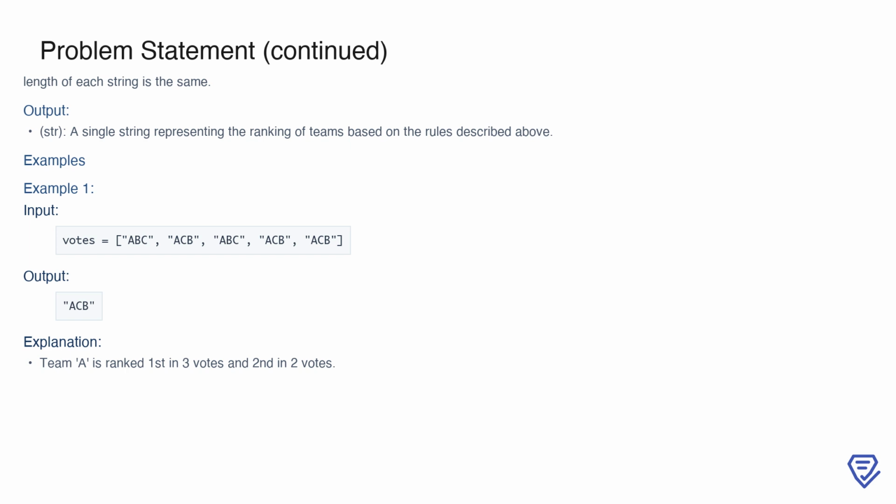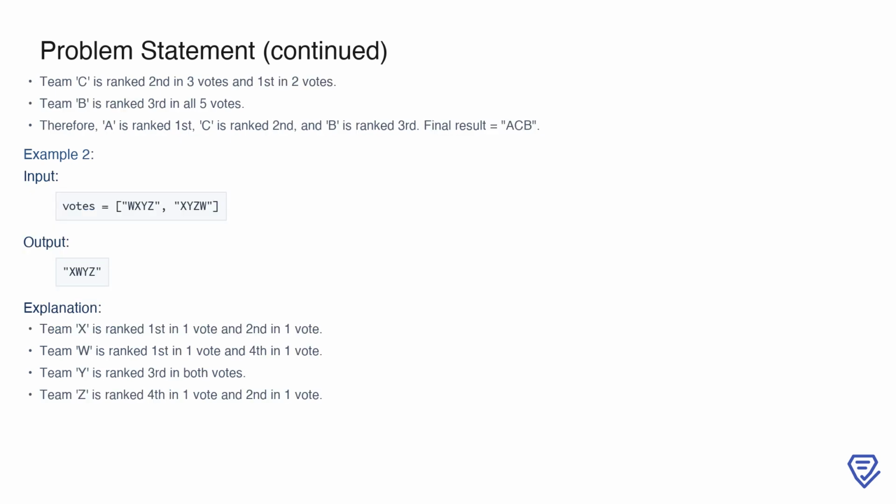The input is votes equals ABC, ACB, ABC, ACB, ACB. The output for this example is the string ACB. Here's why. Team A receives the most support for the first position, securing 5 votes. Team C is the next strongest contender, as it is ranked second in 3 votes and first in 2 votes. Finally, Team B comes in third because it is ranked third in 3 votes. Based on this analysis, the final ranking is A first, C second, and B third, resulting in the output ACB.